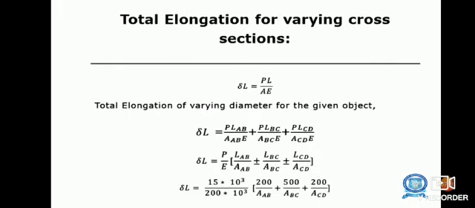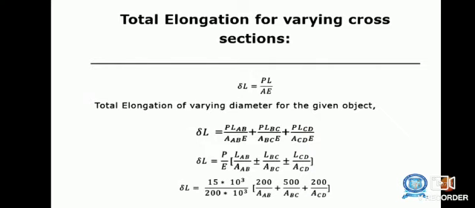Next we find the total elongation for varying cross sections. The formula of elongation del L is equal to PL by AE. So the total elongation for the varying diameter, del L, is equal to P into length of AB divided by area of AB into Young's modulus, plus P length of BC divided by area of BC into Young's modulus, plus load into length of CD divided by area of CD into Young's modulus.